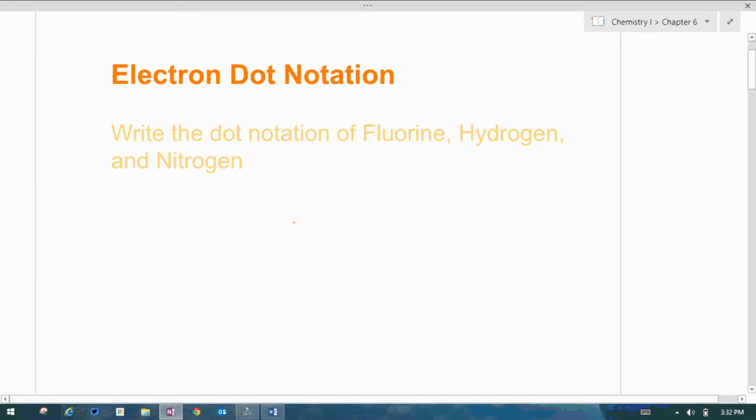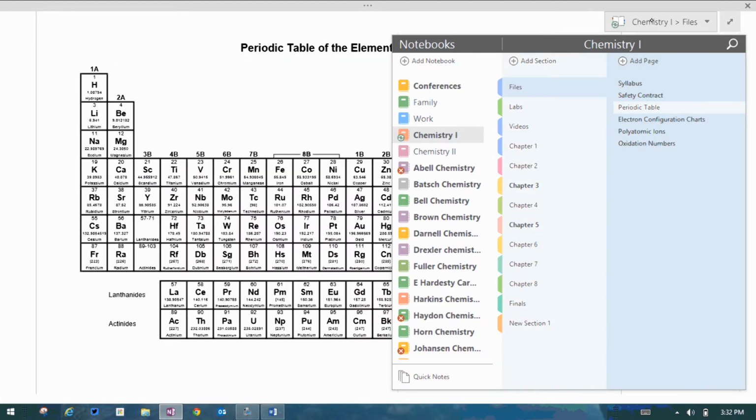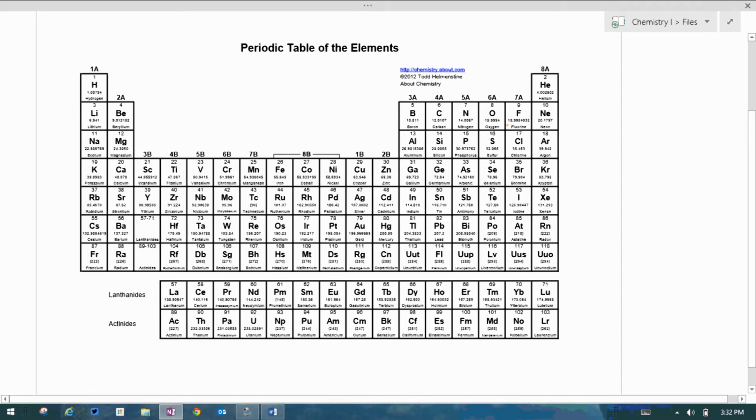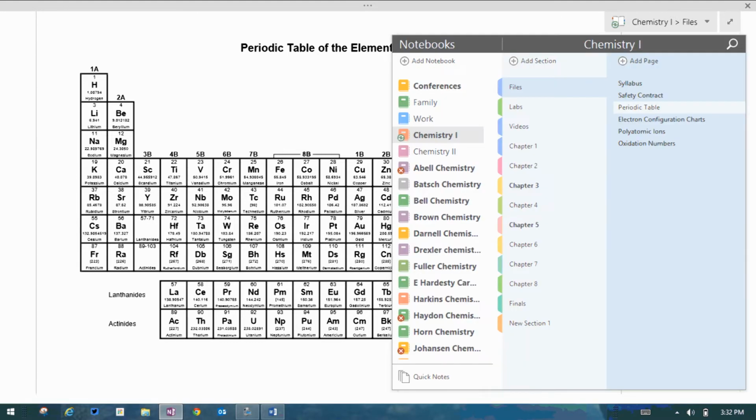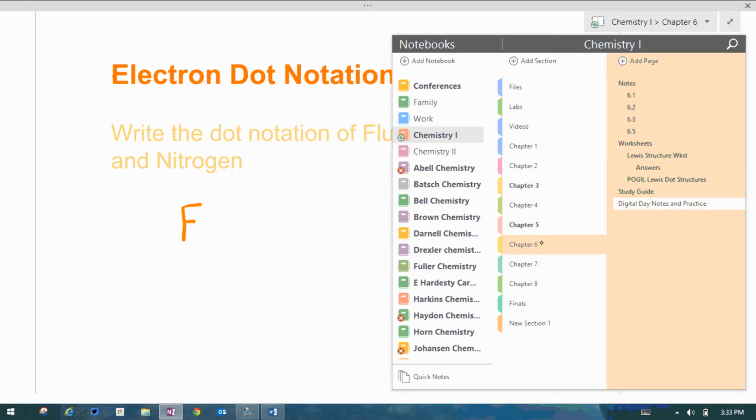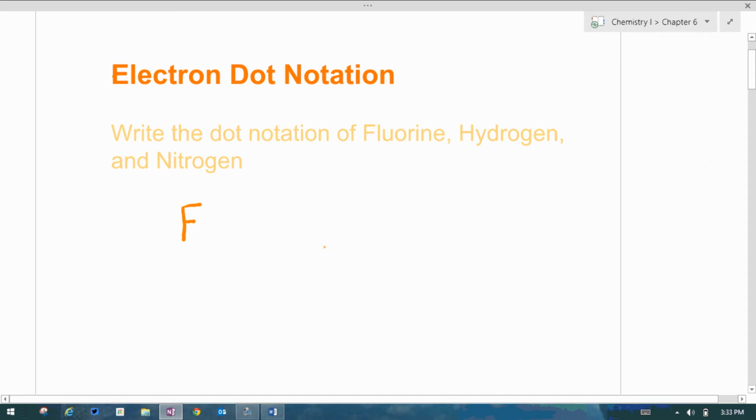Okay, so the first problem that you had for homework last night was fluorine, and according to our steps for drawing electron dot notation, you simply just write the element symbol. So for fluorine, that is a capital F. And the next step is to find out how many valence electrons it has. So I'm going to look over here at my periodic table, and I find fluorine, which is right here, and it is in group 7. And group 7 have 7 valence electrons. So I need to put 7 dots around this fluorine.